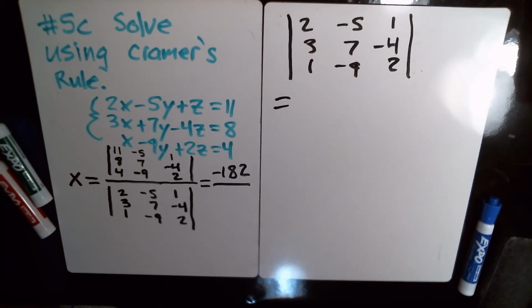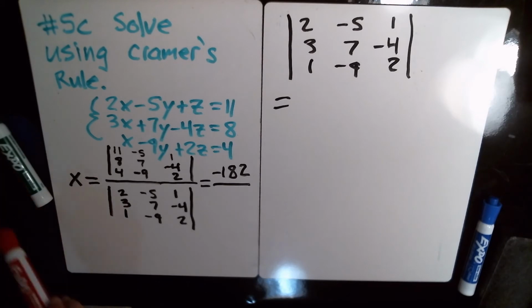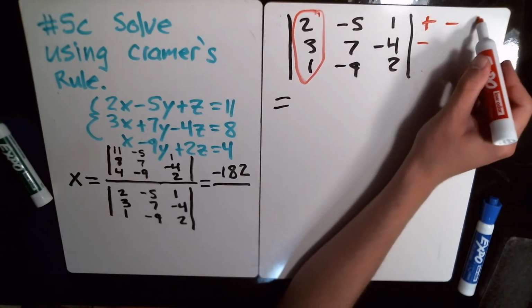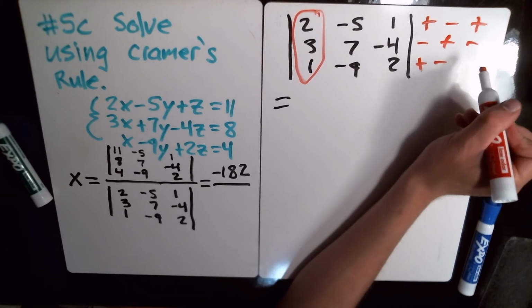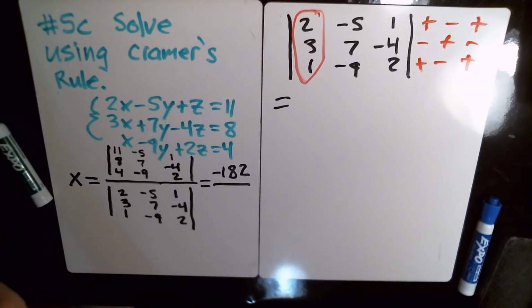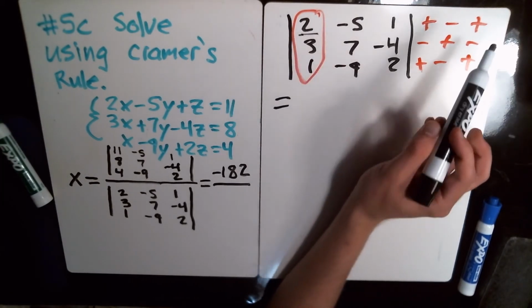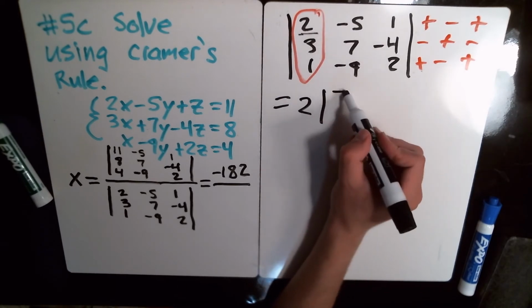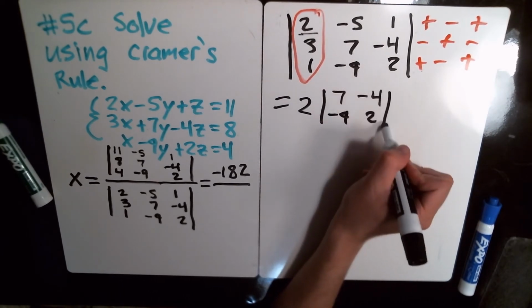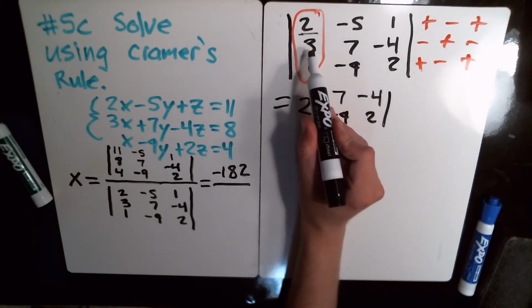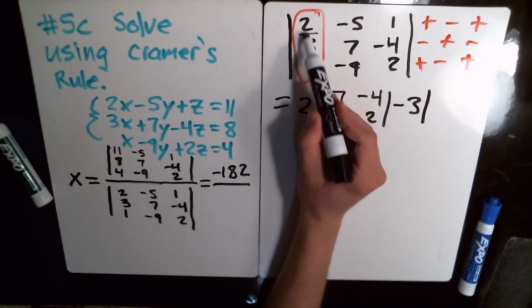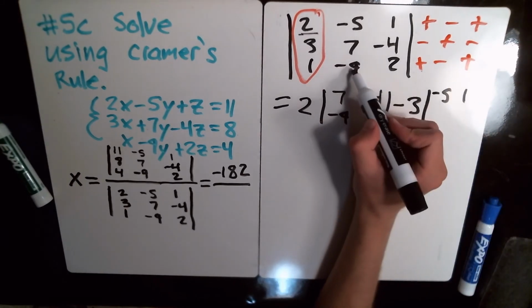We pick a row or a column. Maybe I'll do a column this time. I'm going to do this column here. Remember, I've got a checkerboard of pluses and minuses. So, what do we do here? Well, 2's at a positive position, so we're going to have plus 2 times the determinant. We cross out that row and column, so we get 7, negative 4, negative 9, 2. And then 3 is at a minus position, so we're going to do minus 3 times the determinant of, we cross out this row and this column, so negative 5, 1, negative 9, and 2.